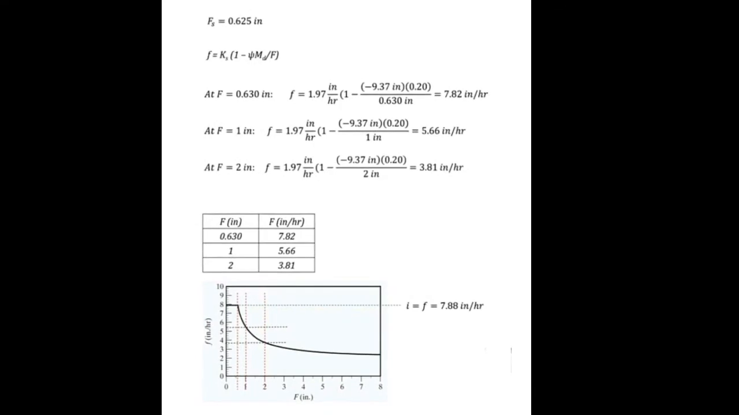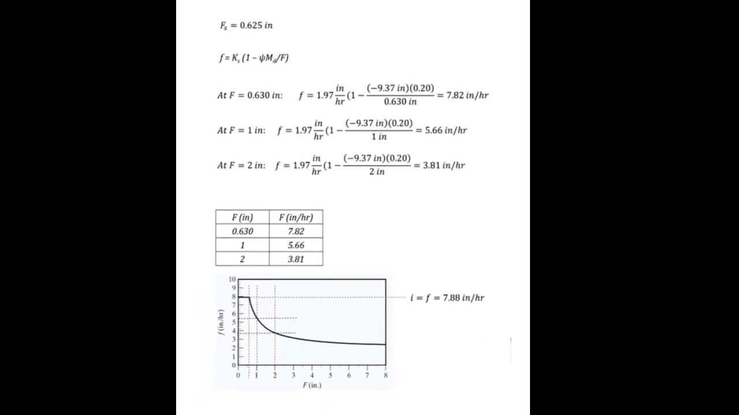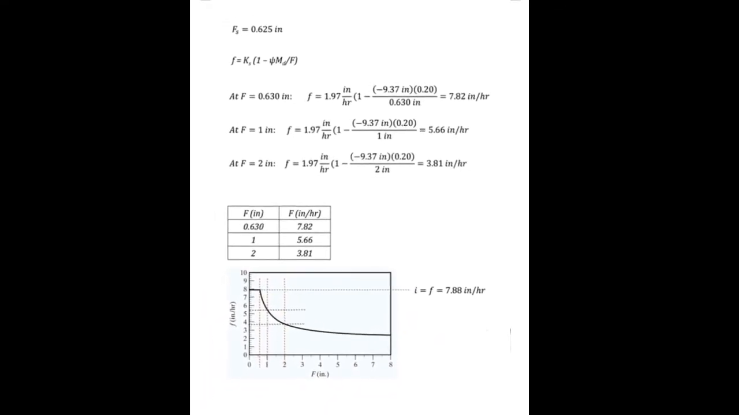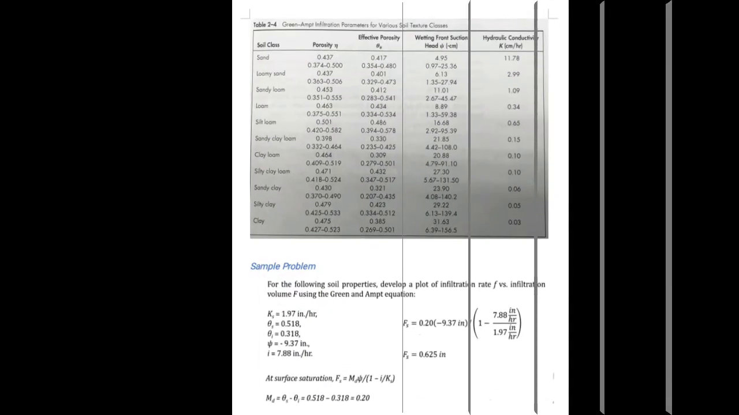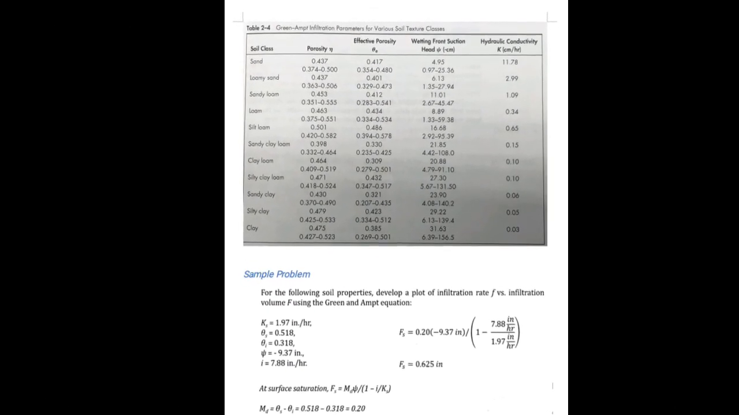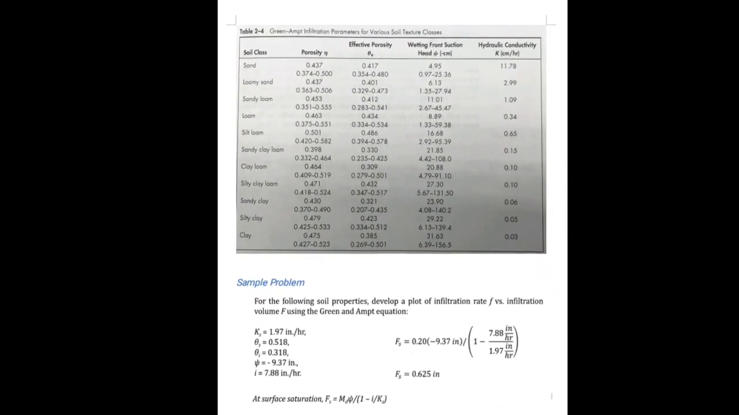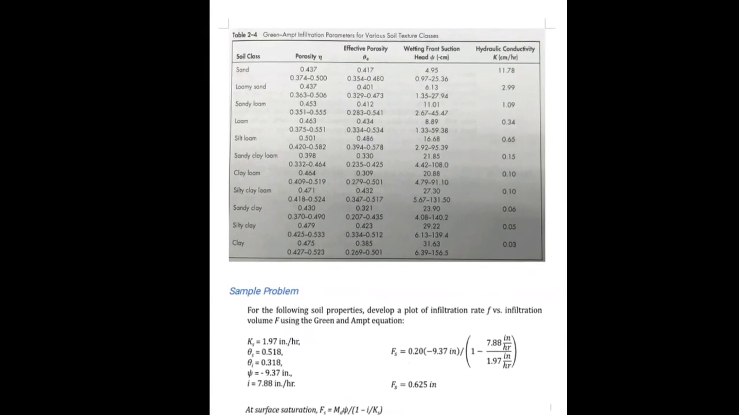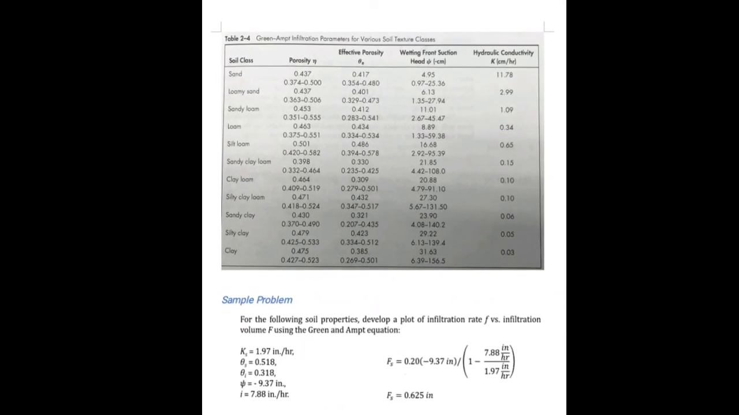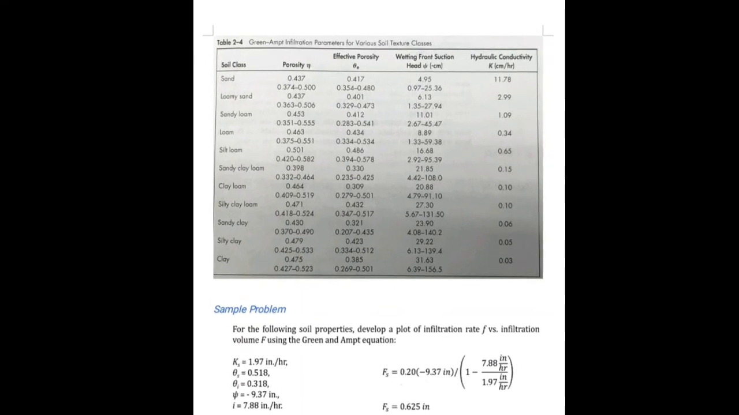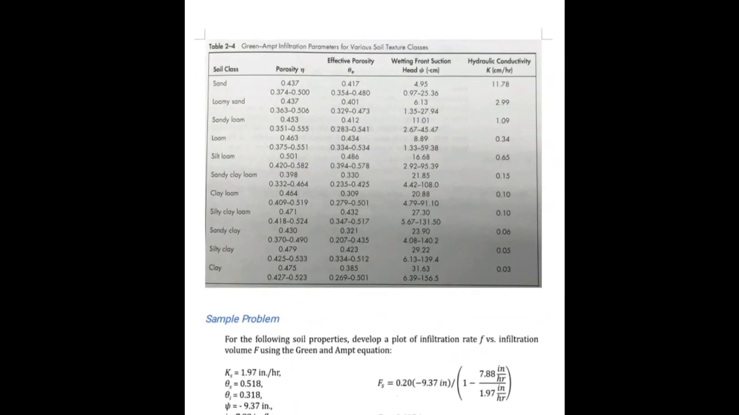The Green-Ampt infiltration method will predict the following results in various intensity rainfall. Ito po yung example of the problem. For the following soil properties, develop a plot of infiltration rate versus infiltration volume F using the Green-Ampt equation.